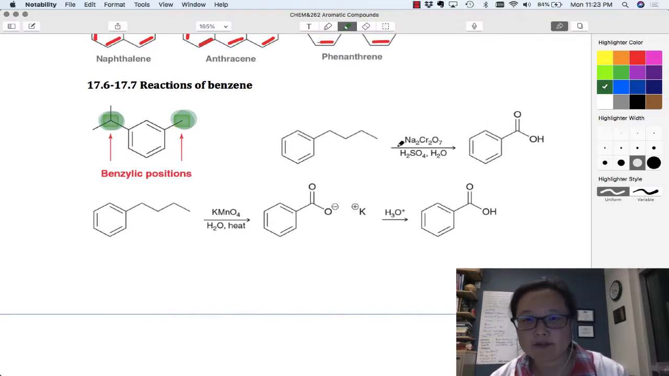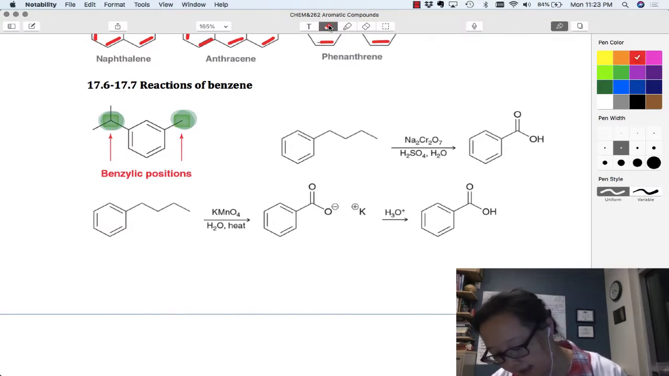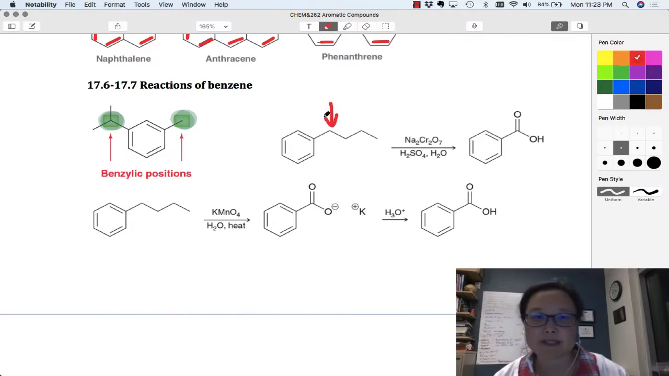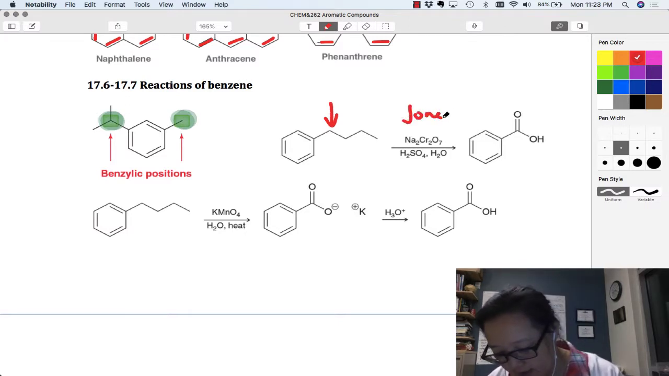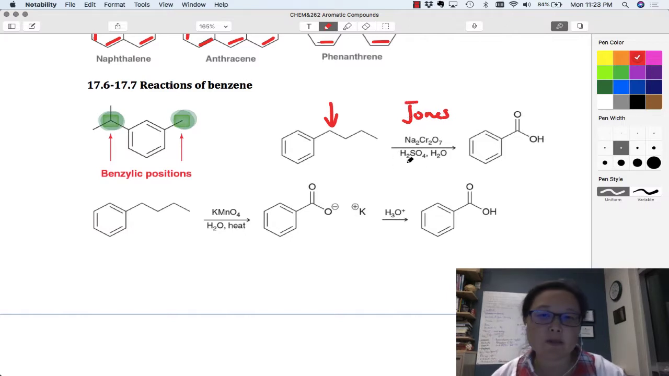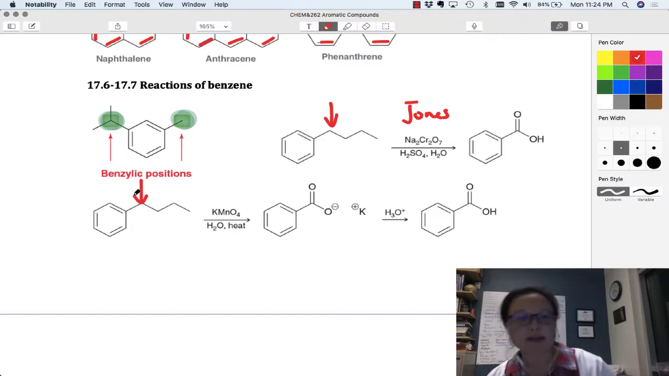So if we have Jones reagent or dichromate, we're going to be able to oxidize right here at that benzylic position. All right, so there's two reagents. You can either think of Jones reagent or any combination of these chromium reagents, but not PCC because it's too mild. If we have something stronger like chromic acid, or sodium dichromate in acid, or potassium permanganate, which is also a really strong oxidizing agent, it will just oxidize that position.